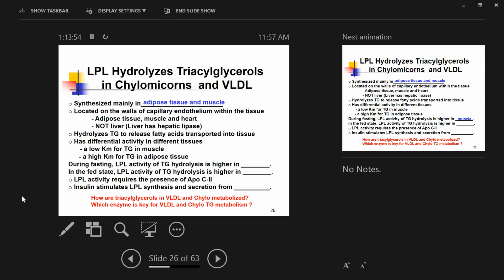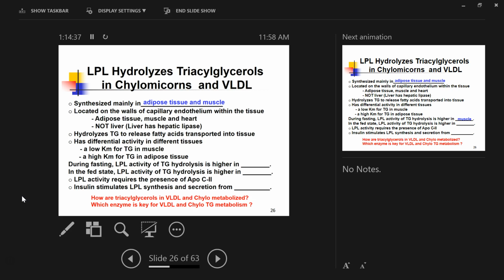And LPL has different activities in different tissues. For example, muscle LPL usually has a lower Km for triglyceride. That means when we have very high levels of triglyceride in the circulation, particularly in VLDL, then muscle LPL can be activated. And adipose tissue has a higher Km for triglyceride. But that's okay, as long as we remember the different physiological states.